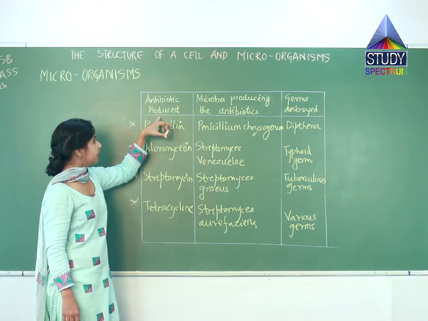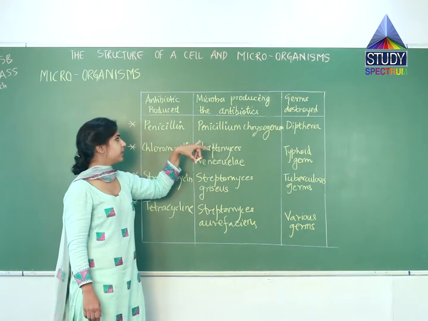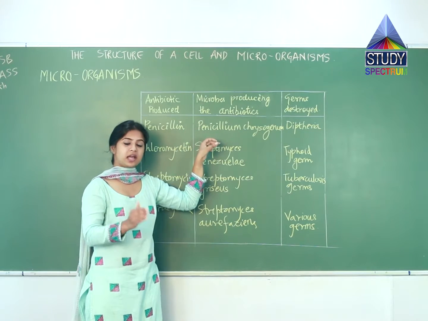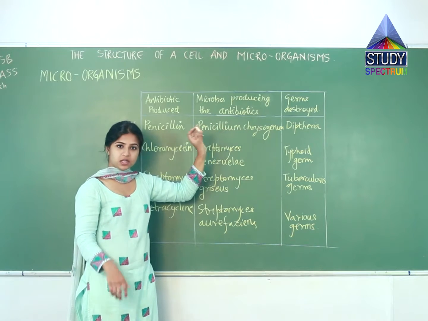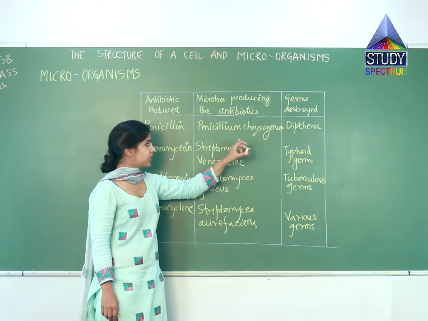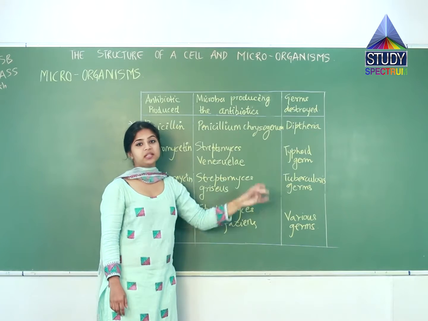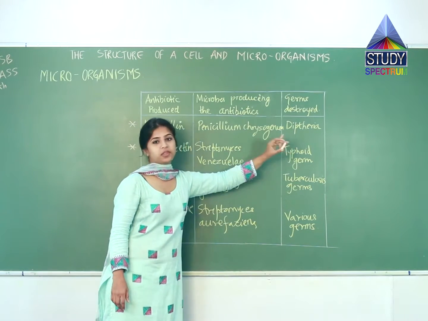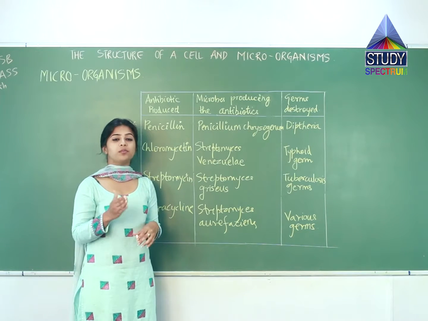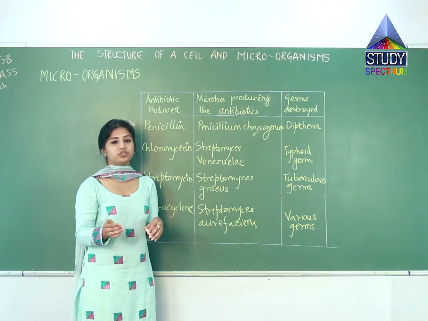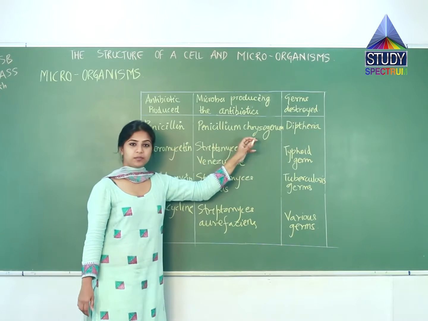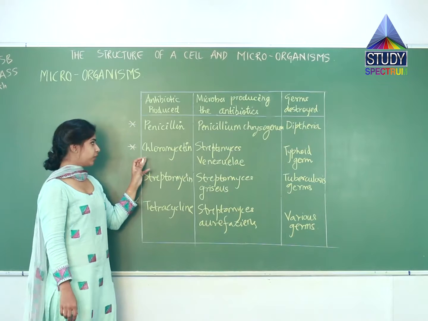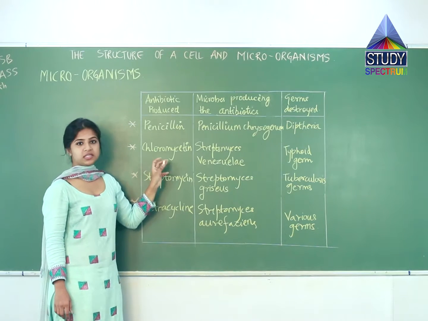So the first antibiotic is penicillin, and the microbe that is useful for creating this antibiotic is Penicillium chrysogenum, and the disease it is useful in curing or treating is diphtheria, or rather the pneumonia pathogens. Now I told you that Penicillium chrysogenum is a fungus. So let's move to the next one, that is chloromycetin.